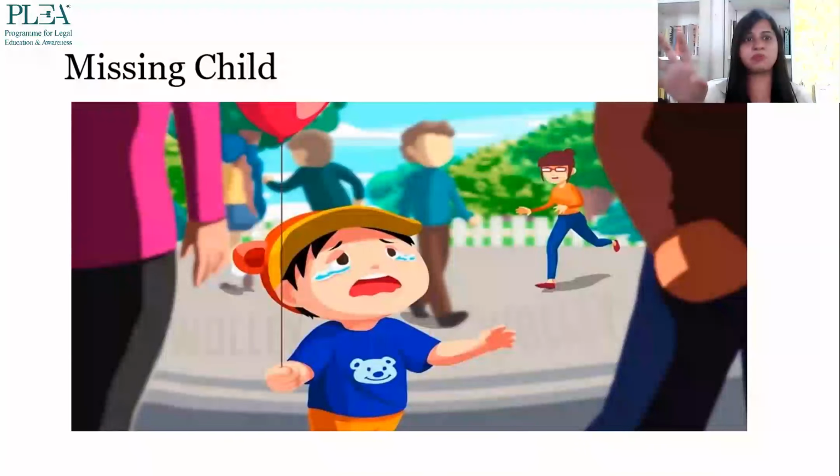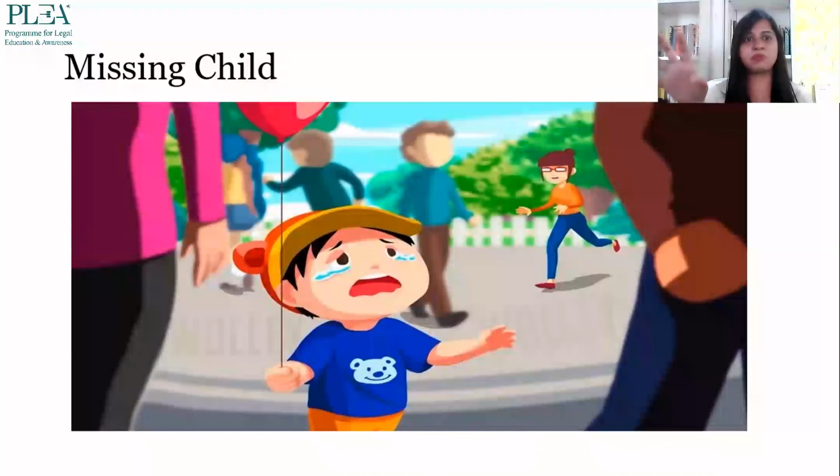So there are talks about declaring such children also legally free for adoption, and because they are older children, their consent is also taken and the process is followed. So it's a good initiative. It's very slow, it's been in talks, but it's taking its shape somehow in the future.